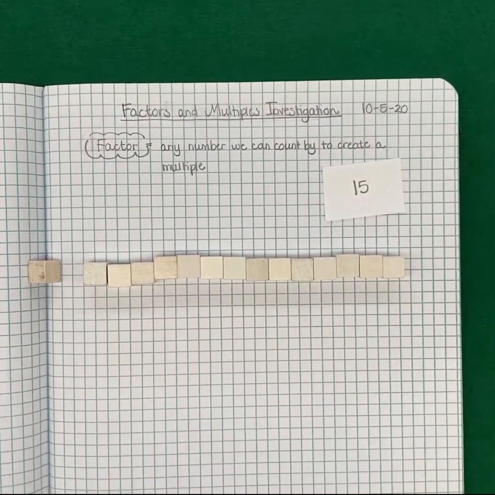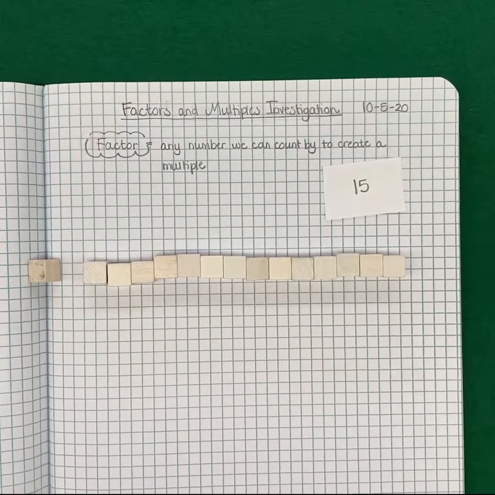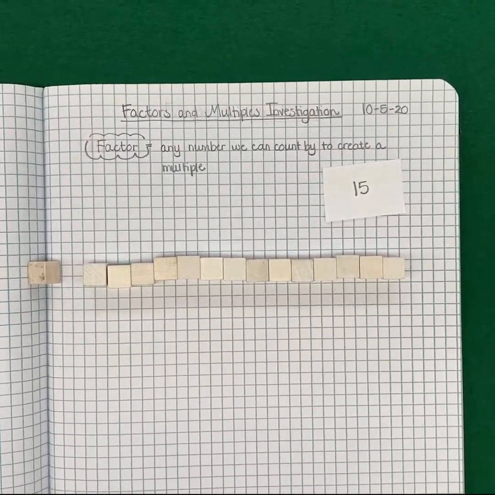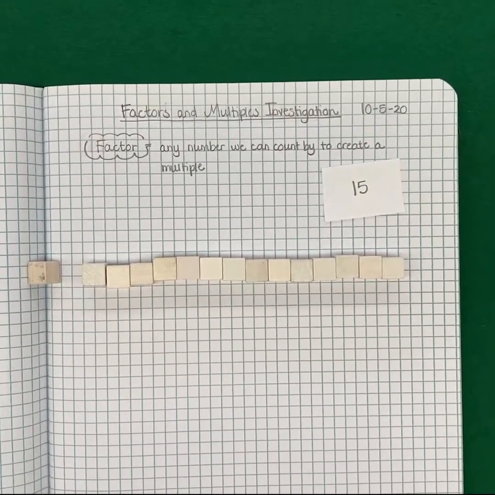You are going to work on this week. You are going to do 15 minutes every day of your factors and multiples investigation, and you're going to do it in your math journal. And I'm going to show you how to do it, and it's pretty close to what I just did.